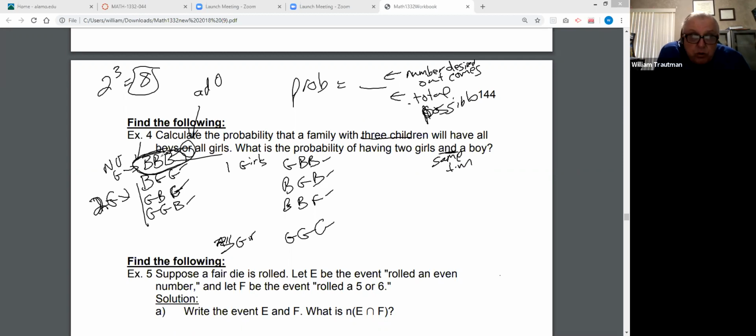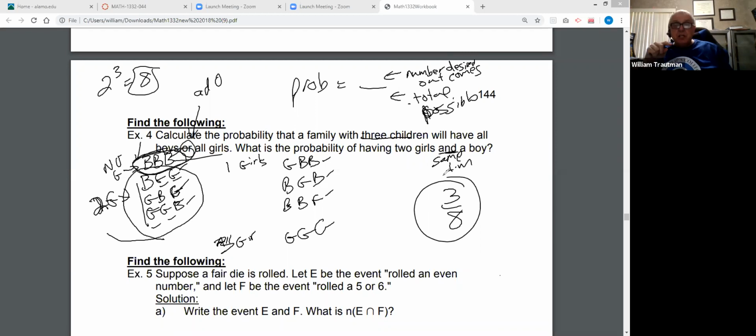How many 2 girls and 1 boy? Right here, there's only 3 of them. Exactly, 2 girls and 1 boy. There are 3 out of 8, and we're done. That's it. If you have all the possibilities written down, we have 8 of them written down. Find out how many have 2 girls and 1 boy. And there's 3 of them, 3 out of 8.